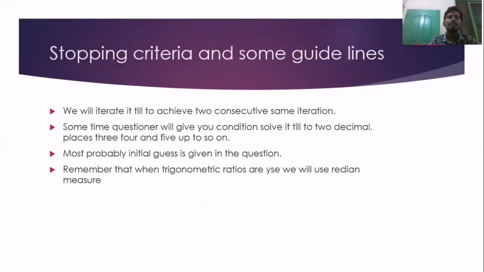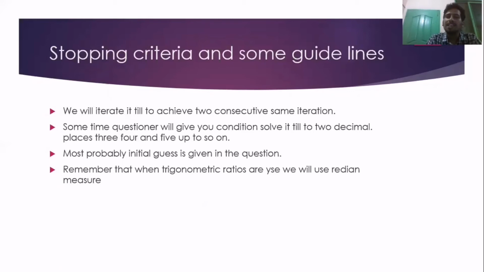Now I will discuss some guidelines and stopping criteria for the Regula Falsi or false position theorem. We will iterate until we achieve two consecutive same iterations. Sometimes the questioner will give you conditions, such as solving it to two decimal places, 3, 4, and so on.